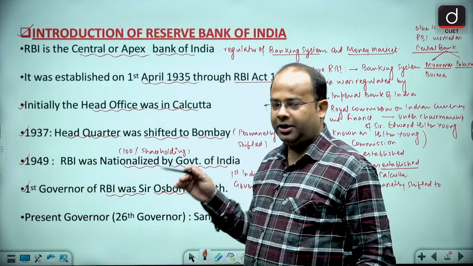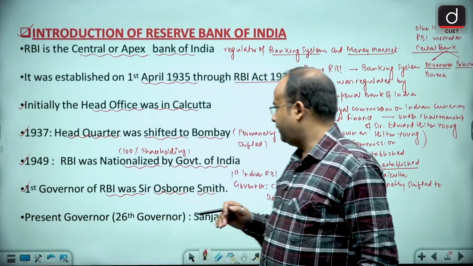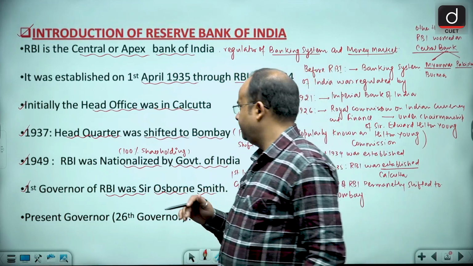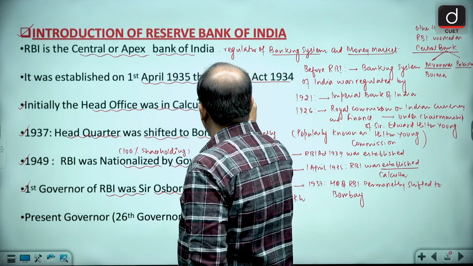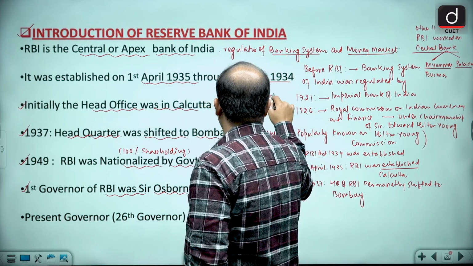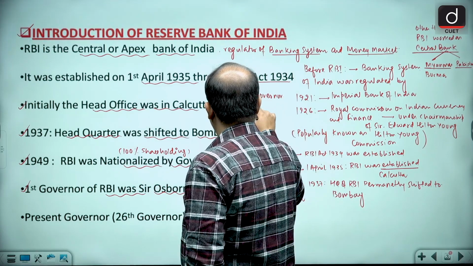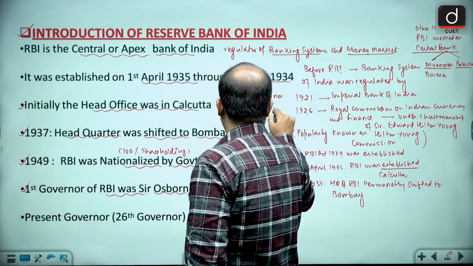And the first deputy governor of RBI, who was he? The first deputy governor of RBI was Sir James Taylor.